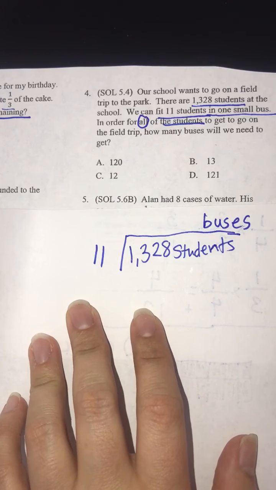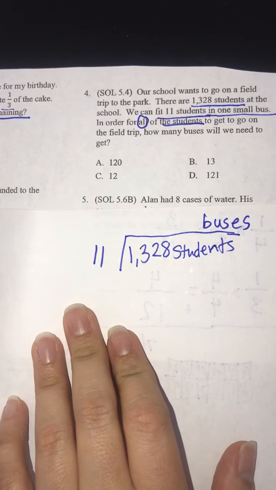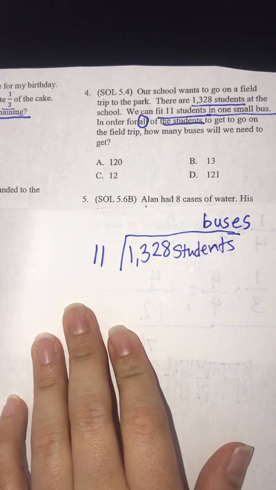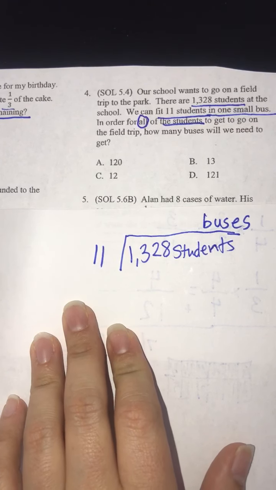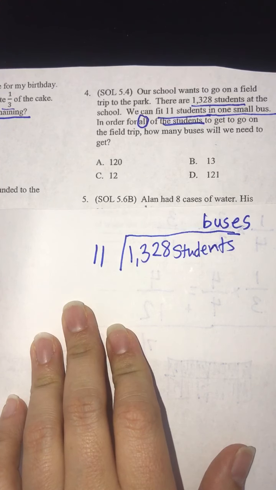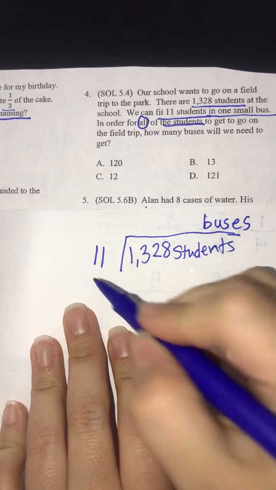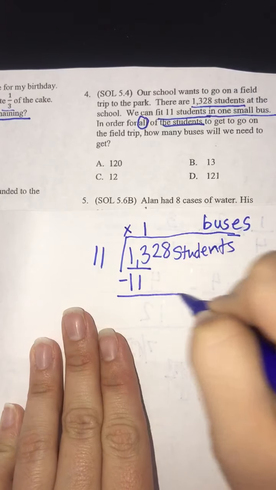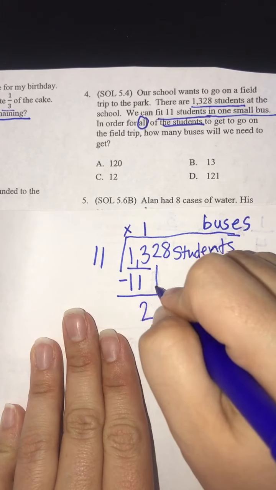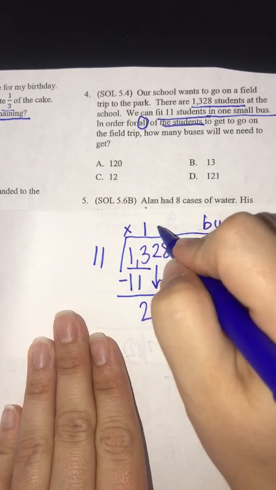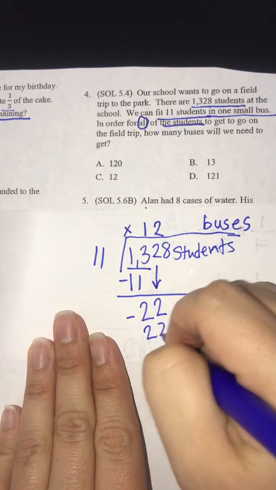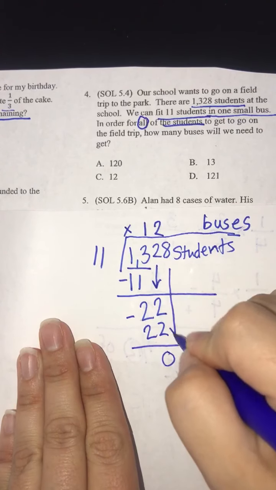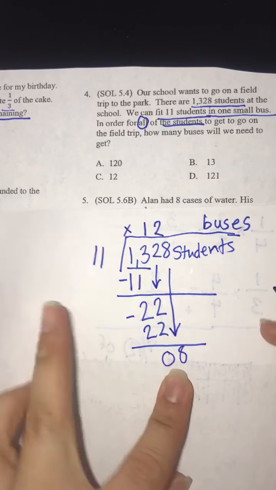I am going to do this out by hand. If you divide it on the calculator, 1,328 divided by 11, you're going to get a whole number and a decimal, which signals a remainder. We'll talk about that in a minute. So 11 cannot go into 1. 11 can go into 13 one time. 13 minus 11 is 2. Bring down the 2. 11 can go into 22 2 times. Bring down the 8. 11 cannot go into 8.